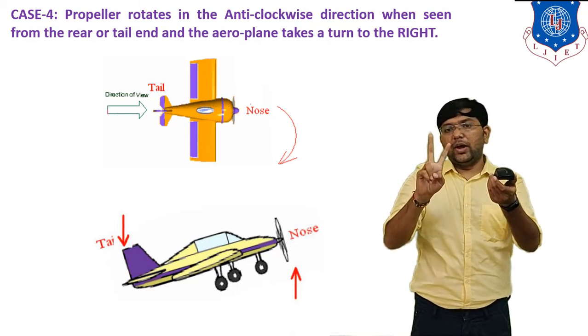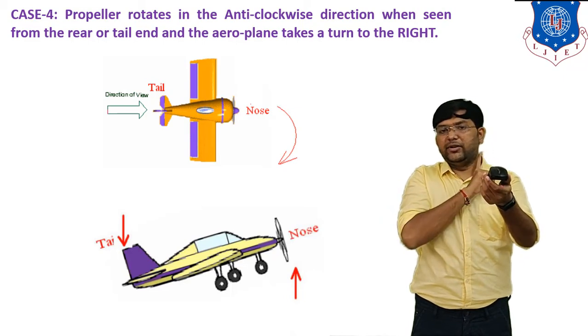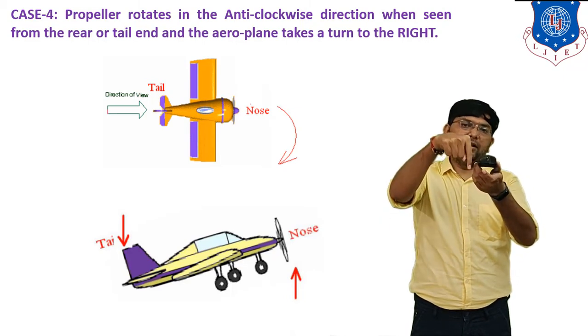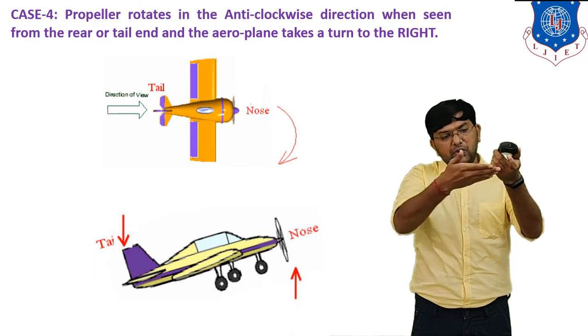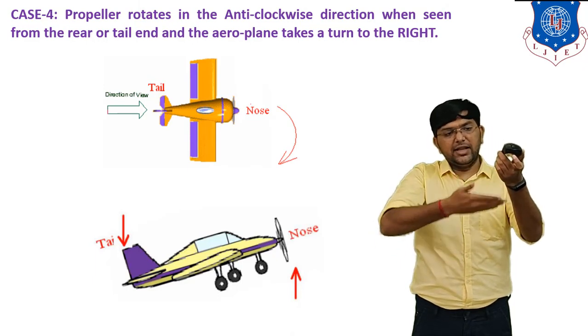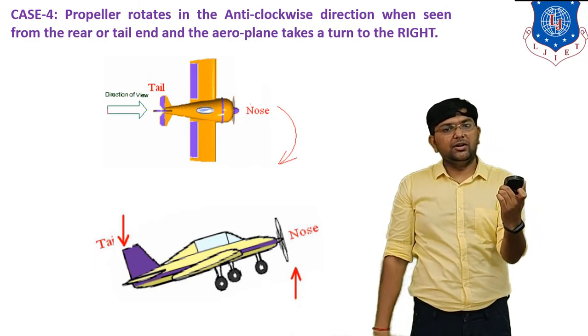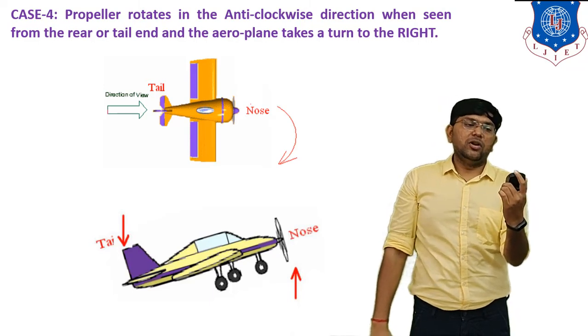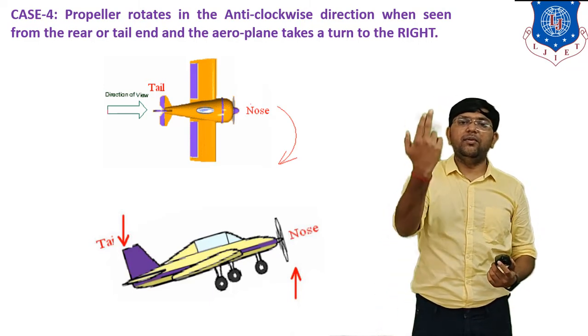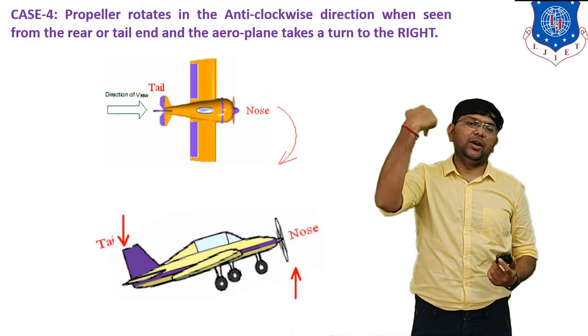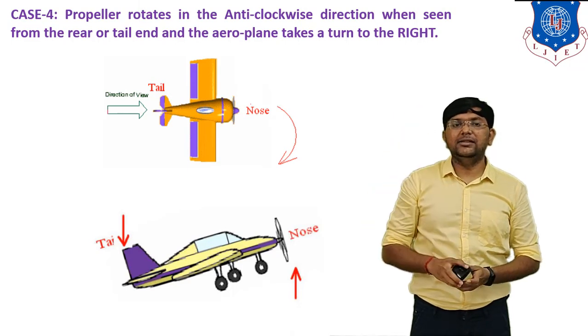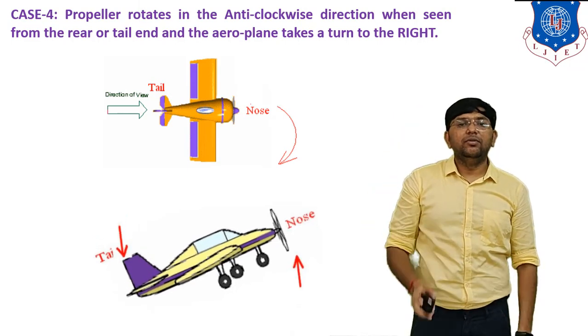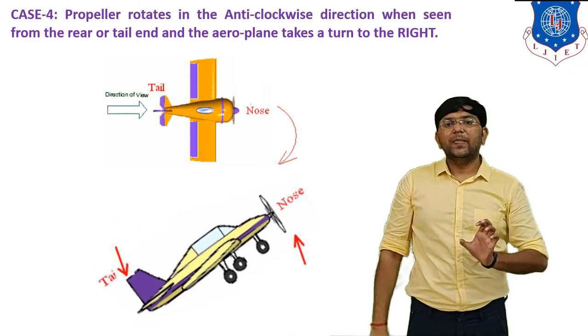So again we have two vectors. The first vector is in the reverse direction, or backward direction. The second vector is in the downward direction. Clear? So again we have one resultant vector in this direction. So the body tries to move in the direction of the resultant force. So the nose end of the aeroplane tries to move in the upward direction and the tail end of the aeroplane tries to move in the downward direction. This is the effect of case number 4. You see this effect in this diagram.